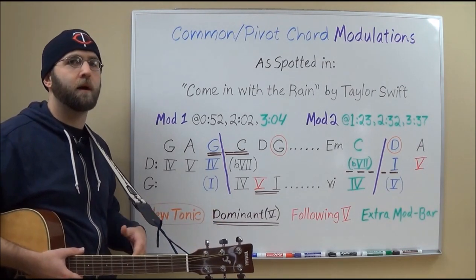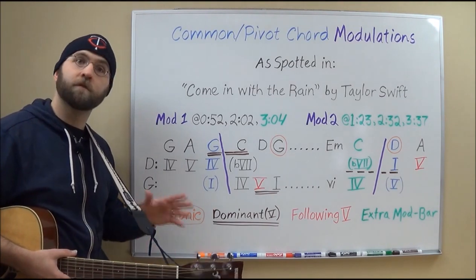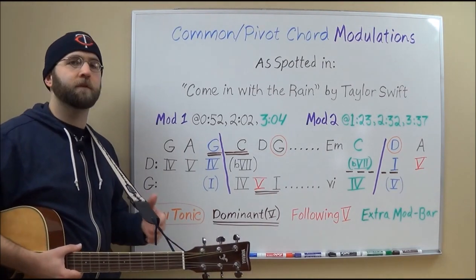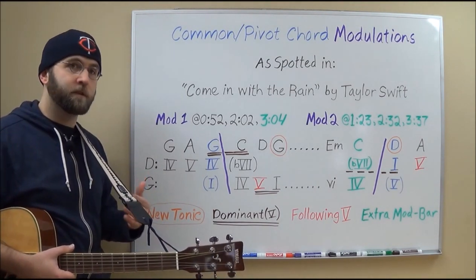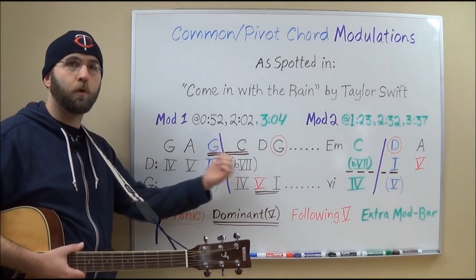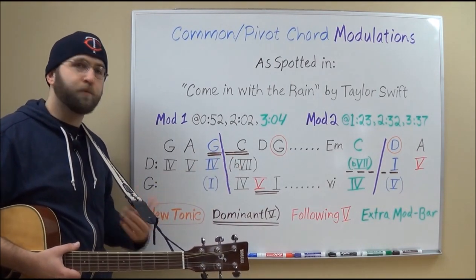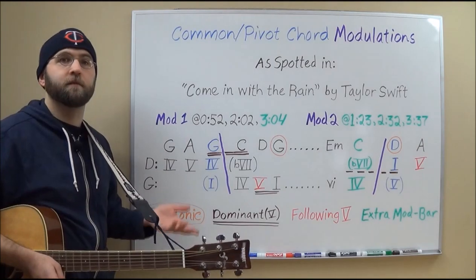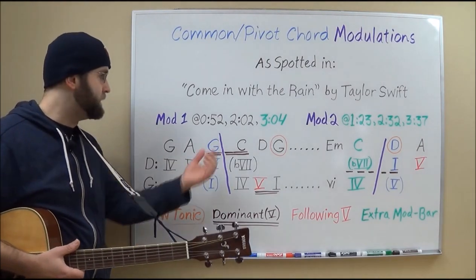Last thing I want to talk about concerning this first modulation, for now, is the dominant function of the common chord. See, if you single out just these two chords, G and C, it's plain as day that this is a dominant 5-1 cadence in the key of C, right?